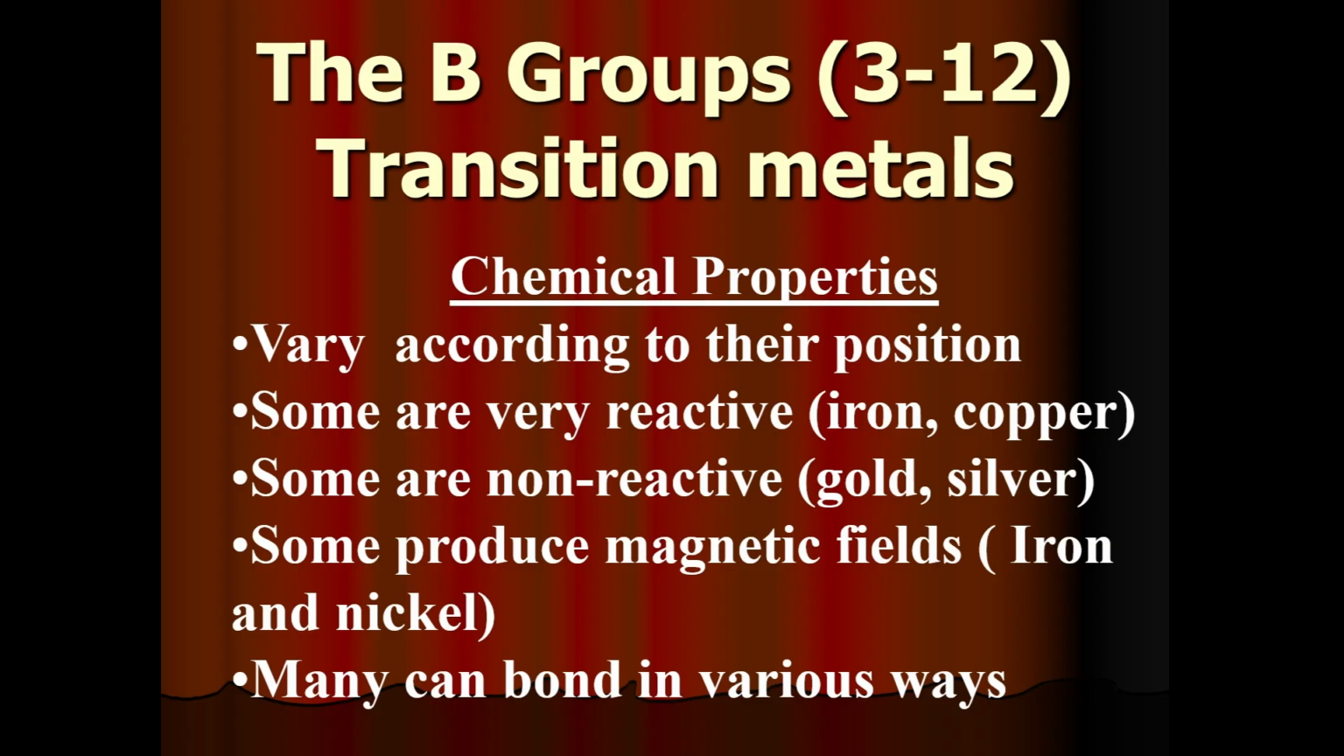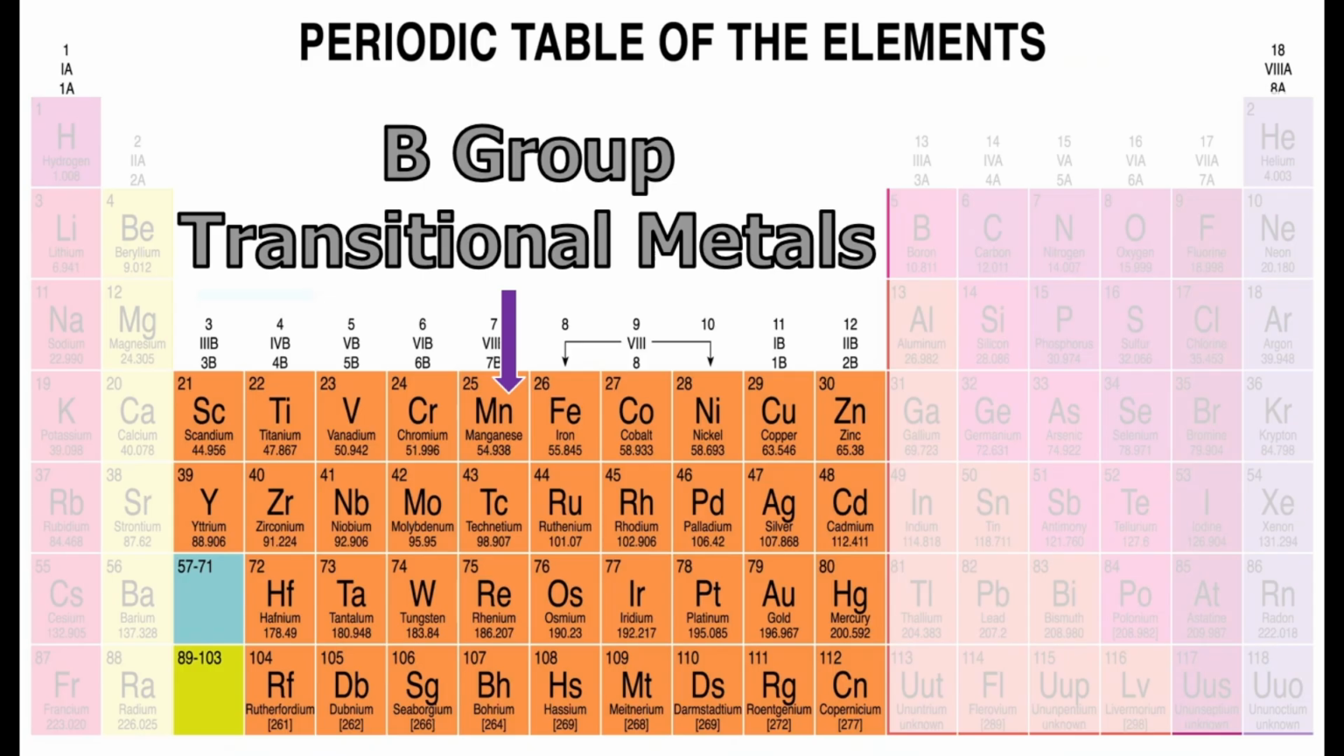Next are the B group transition metals. Their chemical properties can vary according to their position on the table. Some are very reactive like iron or copper. Some are non-reactive like gold or silver. Some of these elements can produce magnetic fields such as iron and nickel. The elements contained within this group can be very different and they can bond with other elements in various ways. The B group transition metals shown here cover groups 3 through 12 on this periodic table.